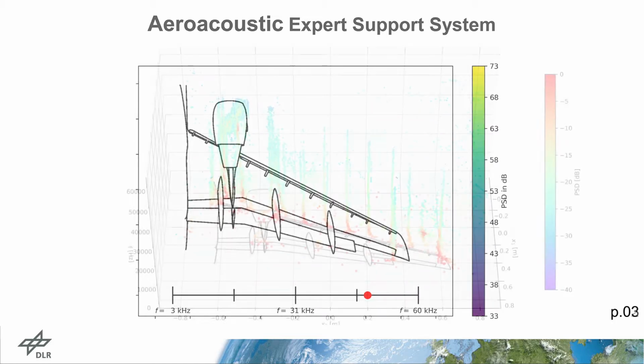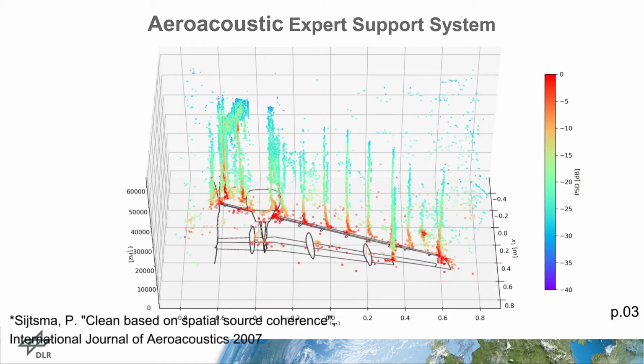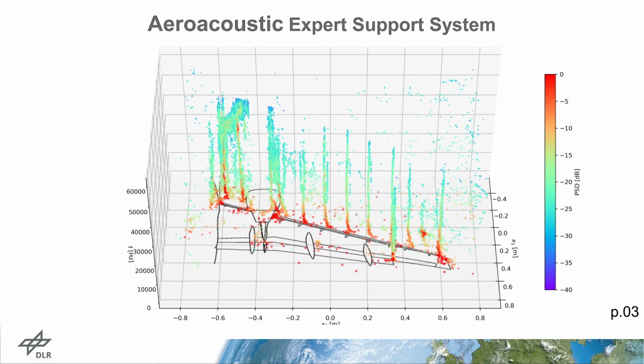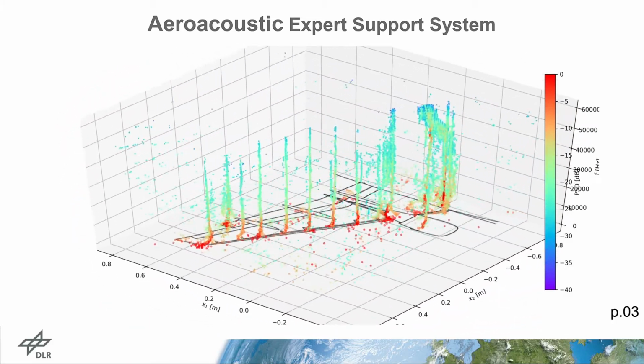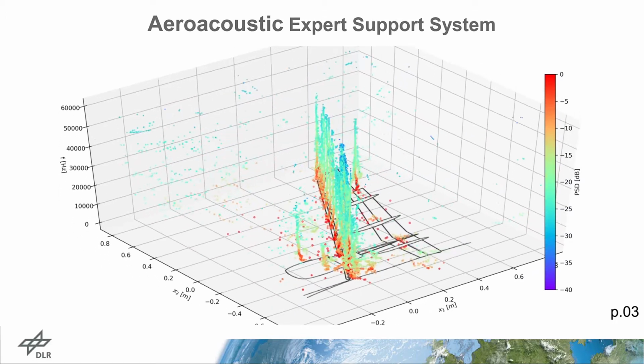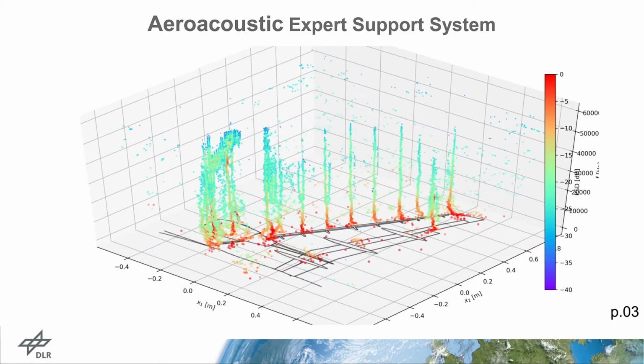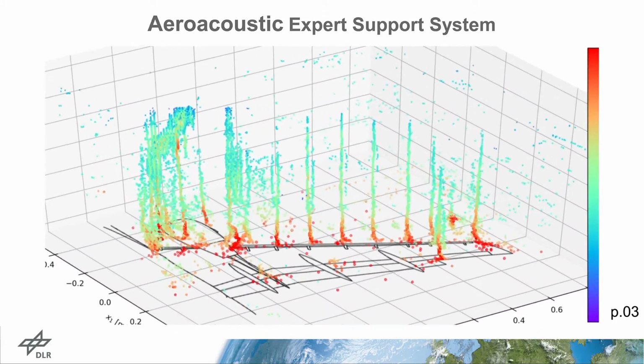Let's look at the deconvolved CLEAN-SC result. Since CLEAN-SC results in very sparse source representations, we can actually visualize the maps as a point cloud by displaying the frequency on the z-axis. Note how the reconstructed source parts form vertical pillars that are located at the slat tracks, flap side edge, and so on. Note also how the source parts are spatially well localized at high frequencies and scattered around at low frequencies.